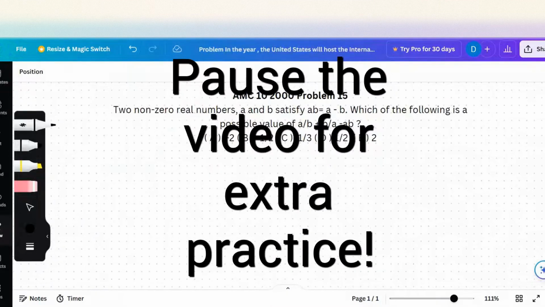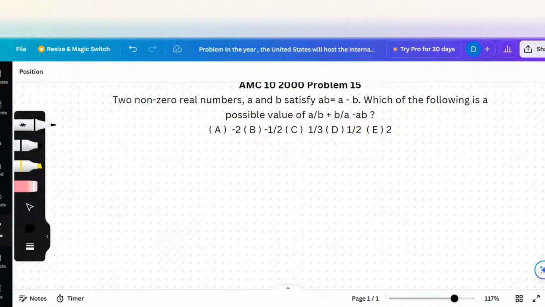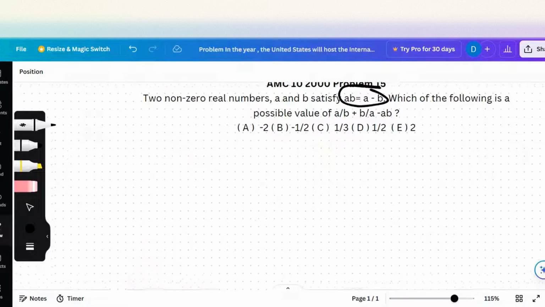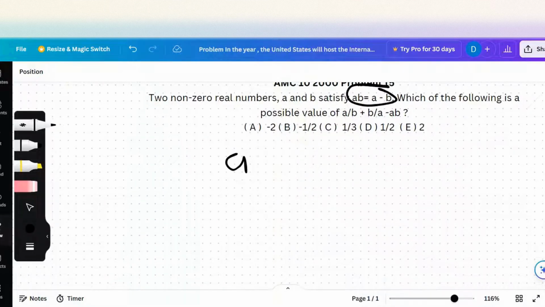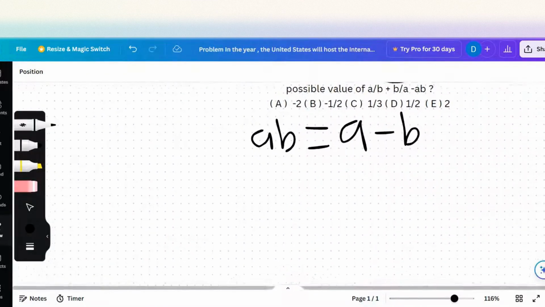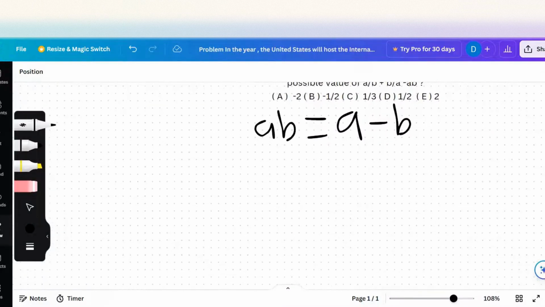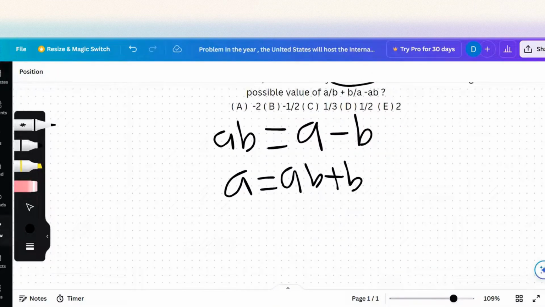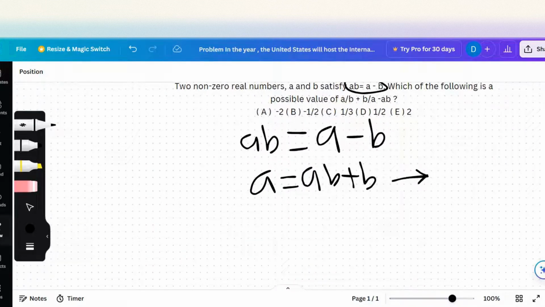Since they have already given us AB is equal to A minus B right here, we can simply rewrite that as what we want in the final equation, which is A divided by B plus B divided by A minus AB. So AB is equal to A minus B. And we can rewrite this as A is equal to AB plus B. And you'll see what we simplify that into later and how it will be useful.